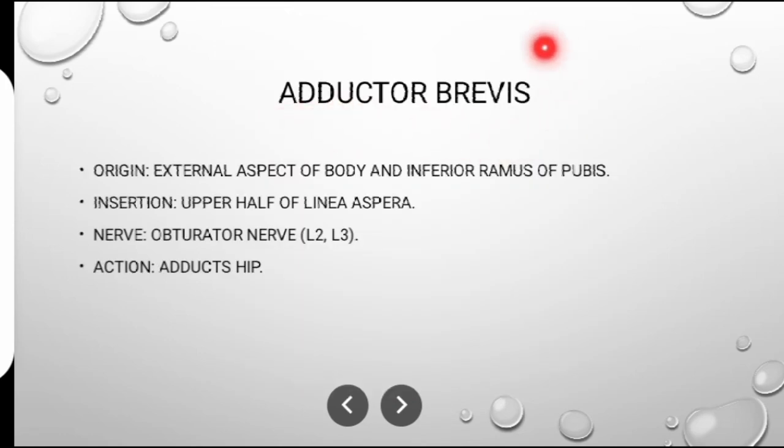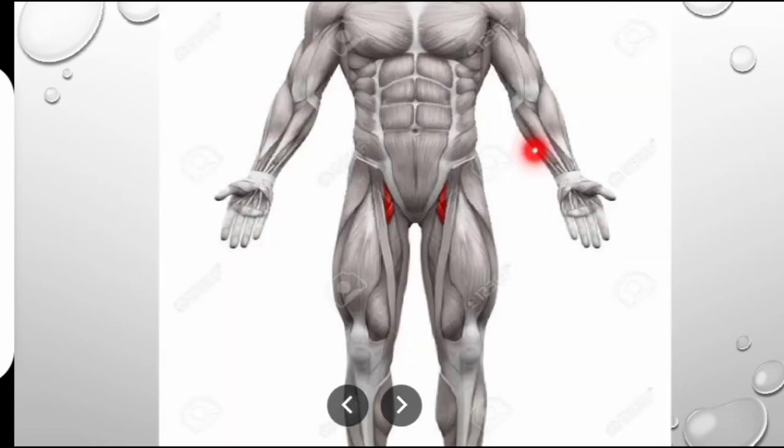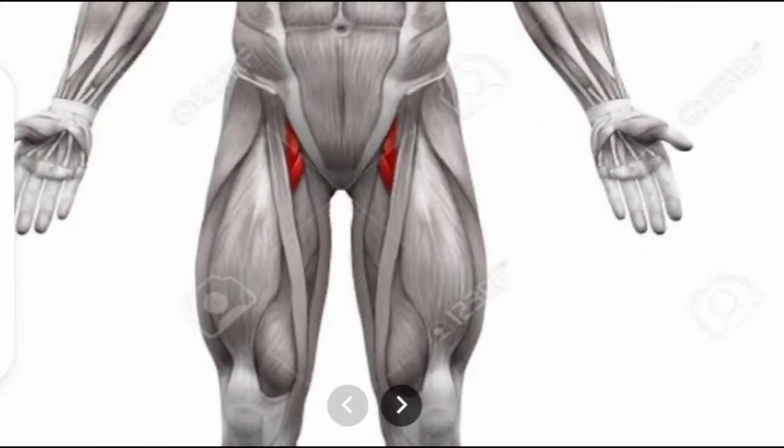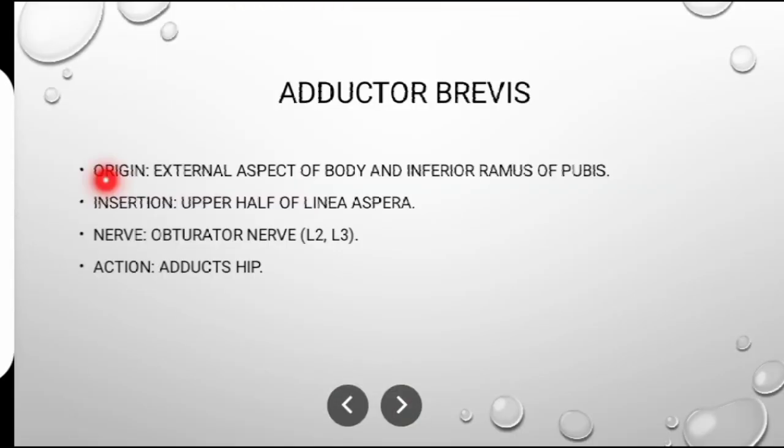Third muscle that is involved in hip adduction is adductor brevis. The muscle in red is adductor brevis muscle. Origin external aspect of body and inferior ramus of pubis. Insertion upper half of linea aspera. Nerve supply obturator nerve. Action hip adduction.